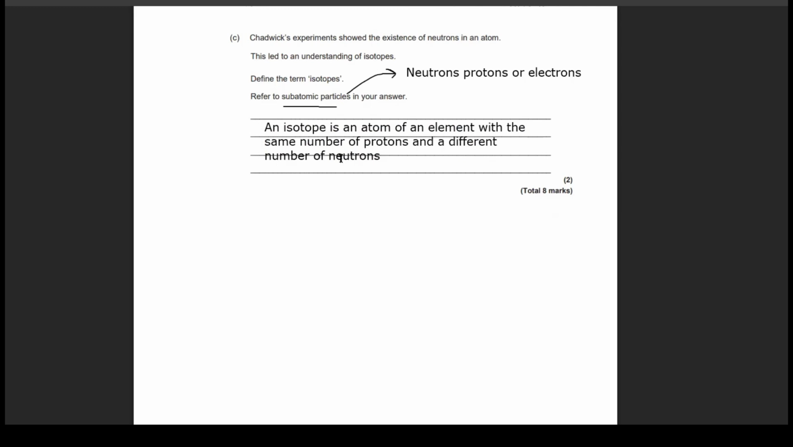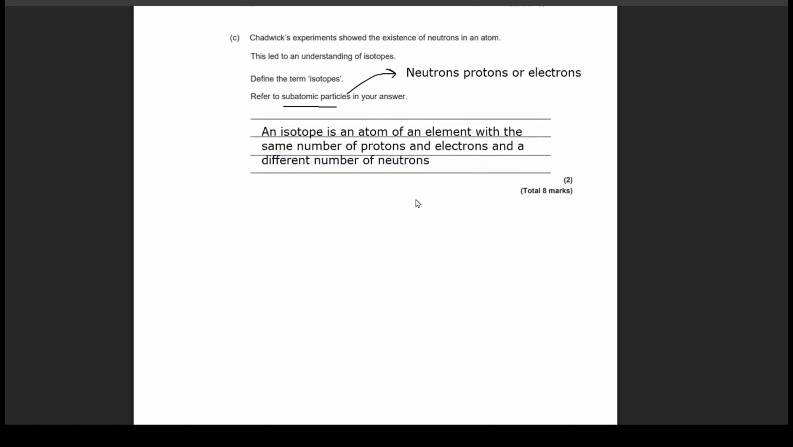Now, technically, do you need to mention electrons? You don't. But if it's an atom and not an ion, it will have the same number of electrons and the same number of protons and a different number of neutrons. But you could get an isotope of an ion, in which case we would want to say that they could have a different number of electrons. But if you really want to, you can talk about electrons in this as well and say they have the same number of protons and electrons and a different number of neutrons.